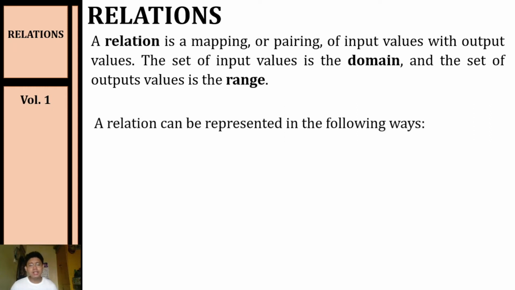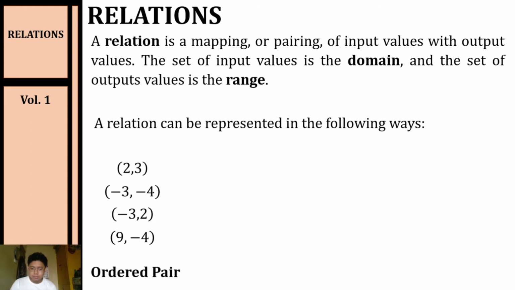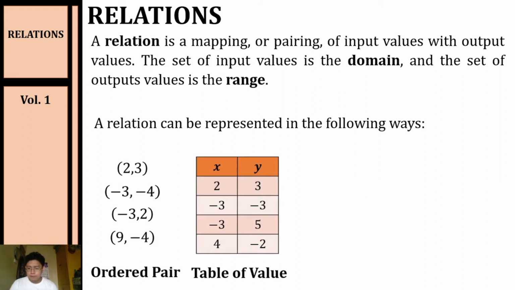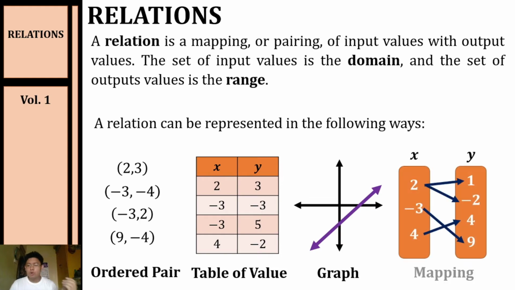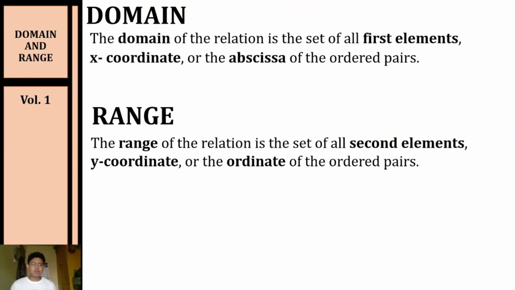Now, a relation can be represented in the following ways. We have ordered pairs, table of values, graph, or mapping. Okay, let's talk about the domain and range of a relation. The domain of the relation is the set of all first elements, x-coordinates, or the abscissa of the ordered pairs. The range of the relation is the set of all second elements, y-coordinates, or the ordinate of the ordered pairs.